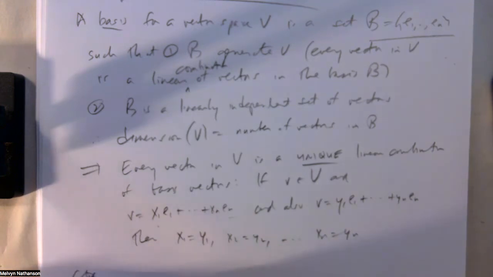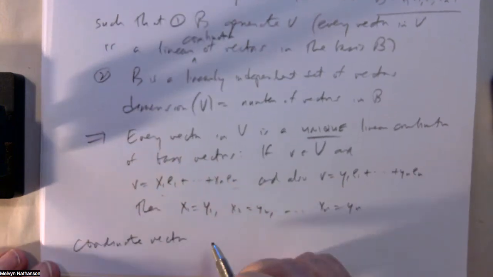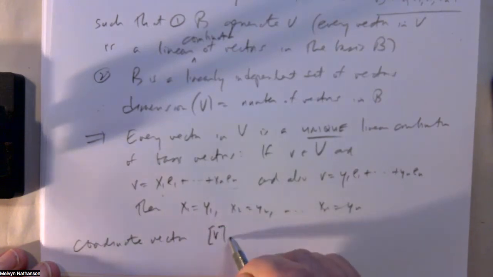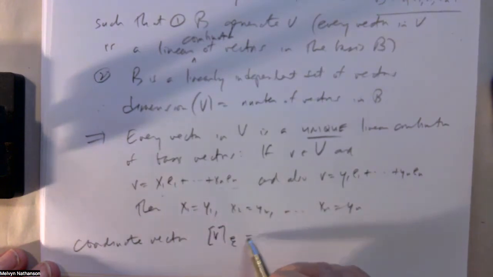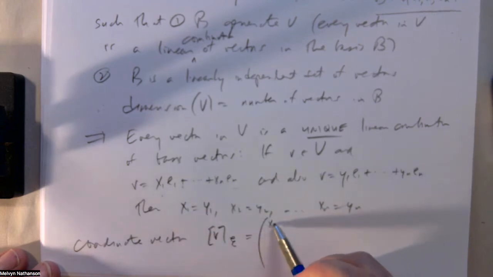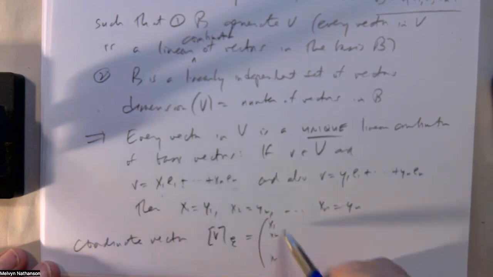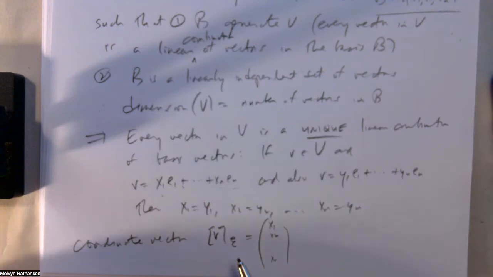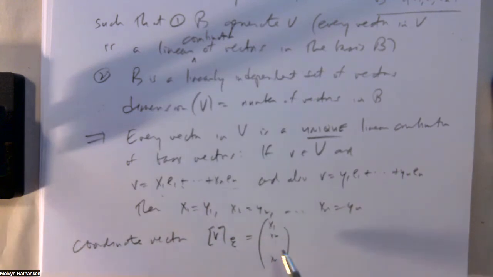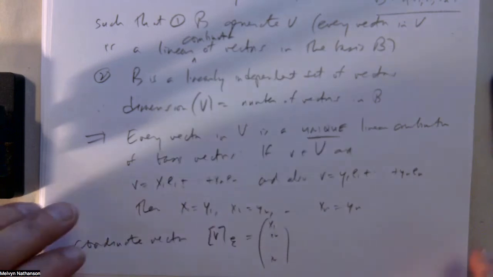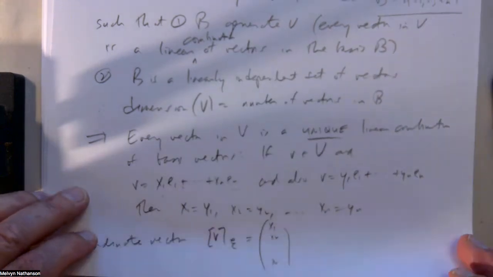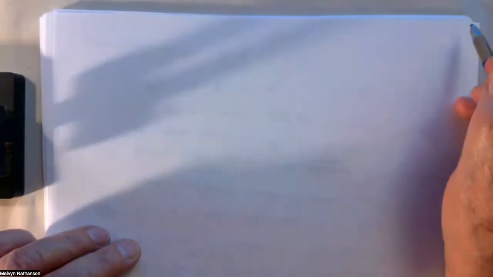And we have what is called the coordinate vector of v with respect to the basis. I put it in square brackets, E means the basis. These are the coordinates, x1, x2, up to xn. And if you have different bases for a vector space, they will have different coordinate vectors. So let's look at an example of this, several examples.